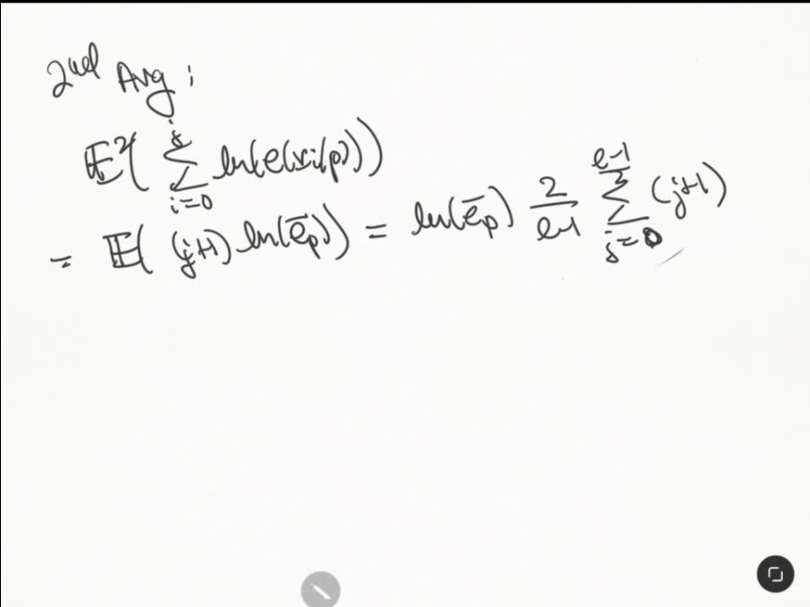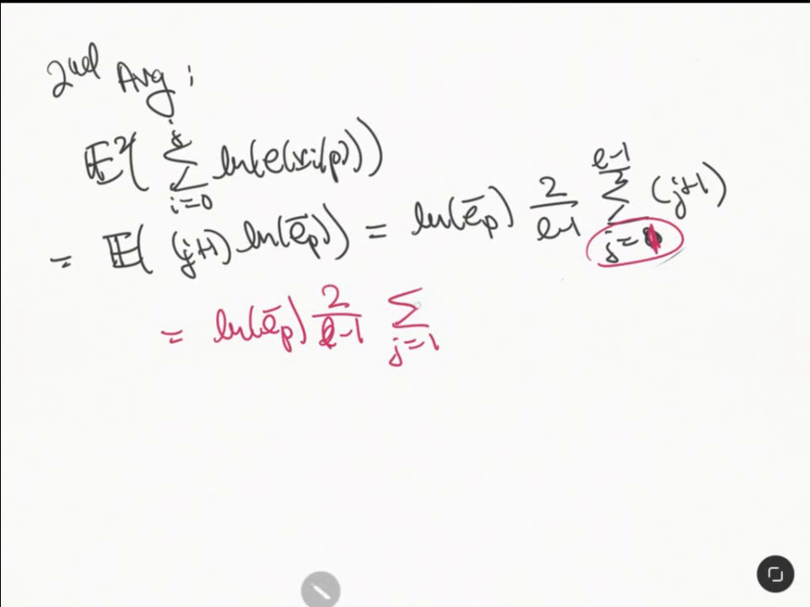Alright? So I made a mistake on this index here, so I'm just going to redo it real quick. So this is just ln E_P bar, 2 over L minus 1. My L's and E's look too similar. So this is the sum from j equal to 1.